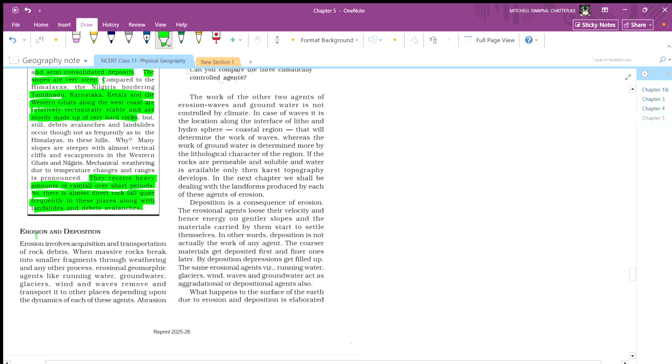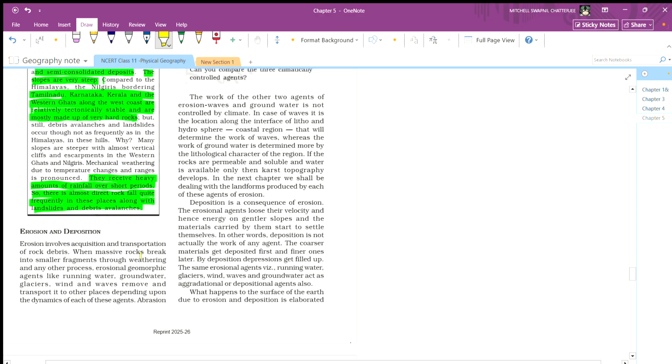Okay. So next one is erosion and deposition. Erosion involves acquisition and transportation of rock debris. So this is the common one.